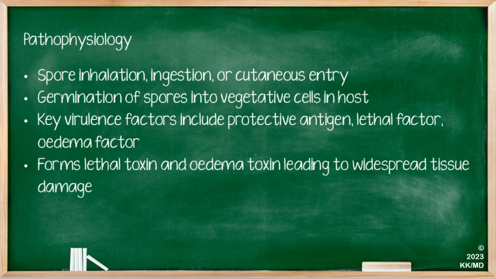Bacillus anthracis may enter the body through spore inhalation, ingestion, or cutaneous entry. Germination of spores into vegetative cells takes place in the host, and key virulence factors include protective antigen, lethal factor, and edema factor. These form lethal toxin and edema toxin, leading to widespread tissue damage.